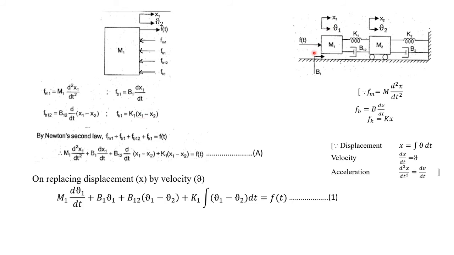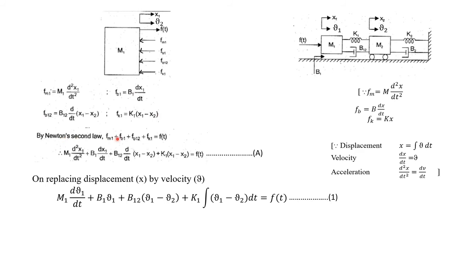Why are we writing this x1 first? Because we are drawing the free body diagram for this mass m1, so we have to represent the corresponding displacement first. Okay, k1 into x1 minus x2. Understood? In this way we can write the value of all the opposing forces.